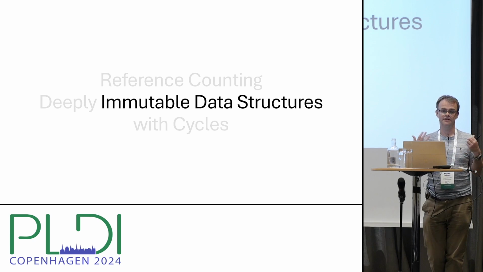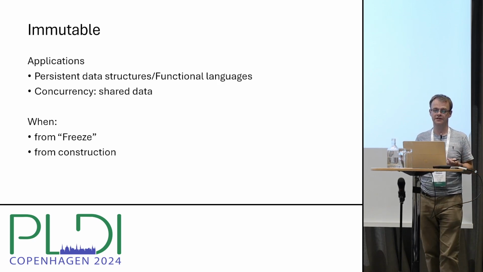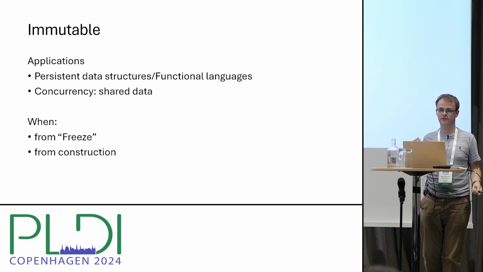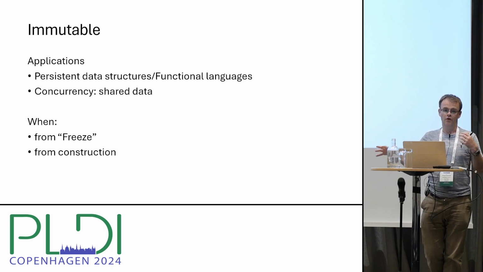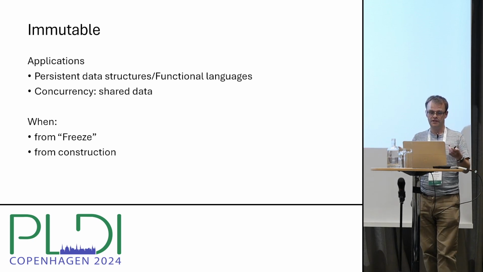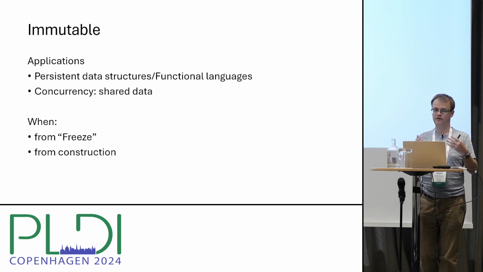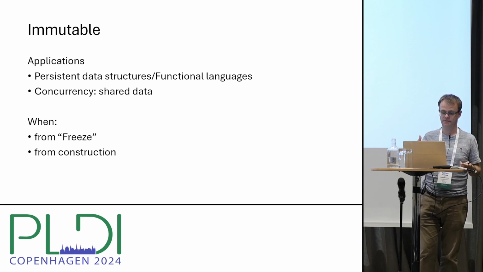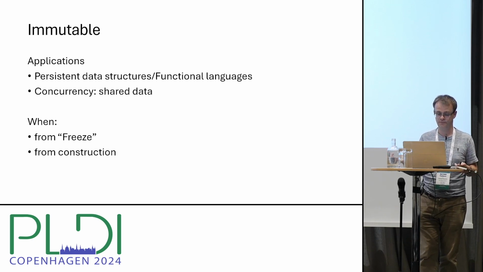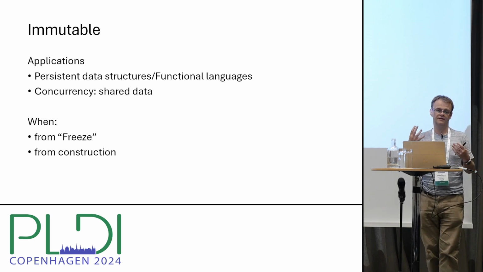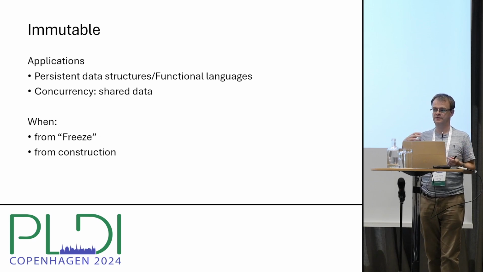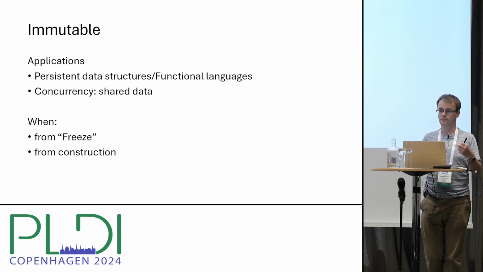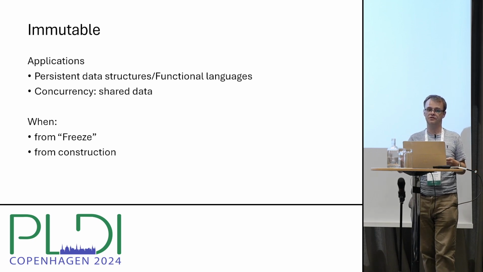Here you've got your applications of persistent data structures, functional languages, or concurrency, where you might want to share things between threads, and each thread can be accessing it at the same time, and if there's no mutation, everything gets much easier. So your shared data is much easier if everything's immutable. And then in the immutable data structure world, sometimes things are just constructed immutably. You might have everything immutable from the start: you just allocate it and you know what it is. Or you might have some operation that turns it immutable at some point in the future.